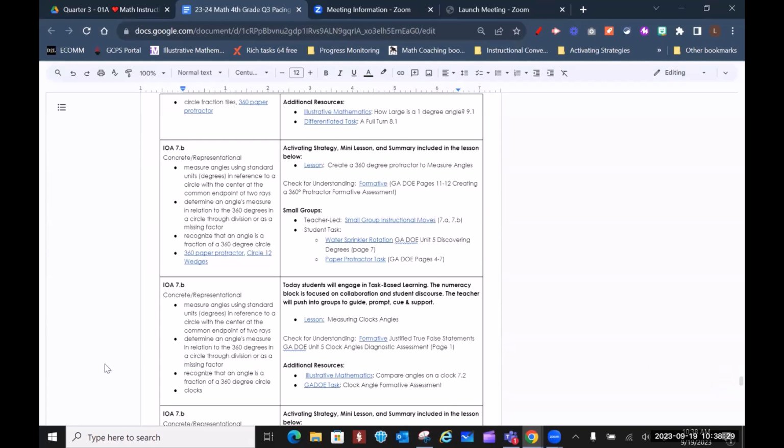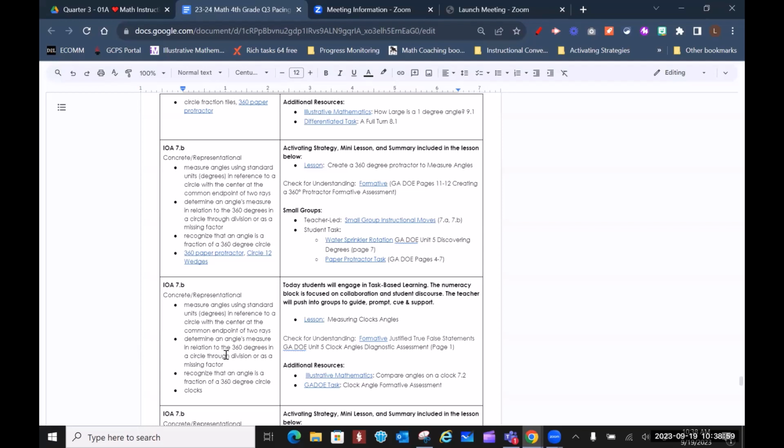And then another thing that students will need to do is use division or multiplication to determine an angle measurement. This is talking about recognizing that an angle is a fraction of a 360-degree circle, and they can find that angle using division or multiplication.